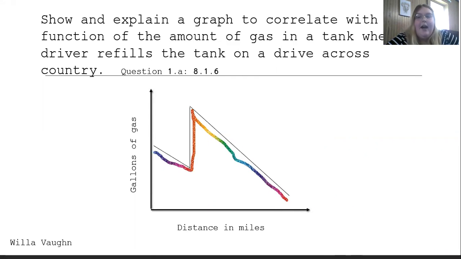It starts out higher up because they have not gone any distance, so they still have a full tank of gas. Then it just starts a straight downward climb because the distance is going up. And then it stops and goes straight up, which is the gallons going up, with the distance staying the same. Then, of course, he starts his drive again, and so it goes right back down. So the greater the distance, the less gas you have, obviously. And that's what this graph is showing.